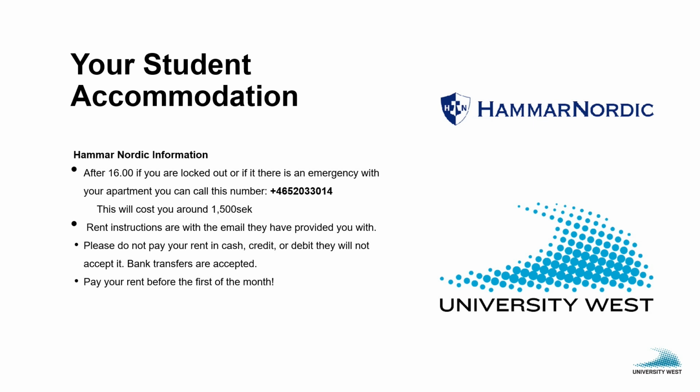The number is right there. This will cost you around 1,500 crowns, so this is important for you to remember. This will be added onto your invoice. And then the rent instructions, the payment instructions, are in the email they have provided you with. You can email us at accommodation@hv.se for this, but we don't have access to your payment information. So it's always best to email the landlords regarding rent or issues within your apartment.